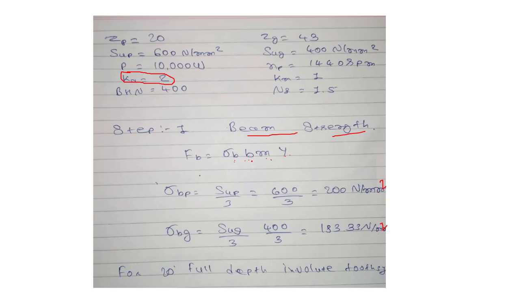Now we note that b is equal to 10 into module, which we have to find, and Y is the Lewis form factor. Generally in numerical they will give the tooth system as 20 degree full depth involute or 14.5 degree, but in this numerical they didn't mention anything. So by default we will use 20-degree full depth involute.